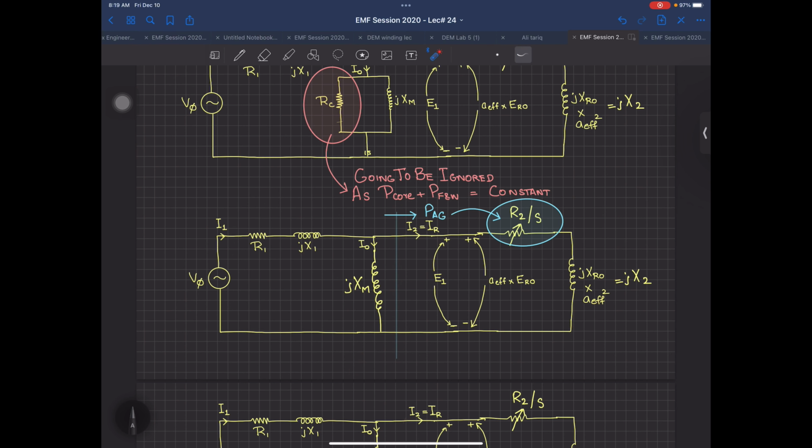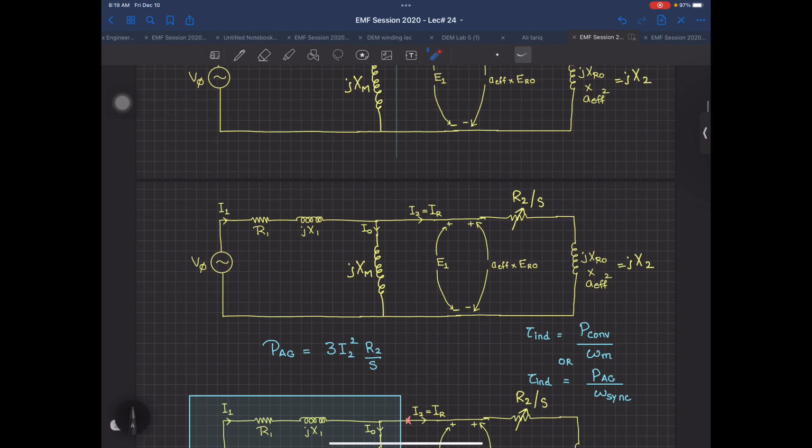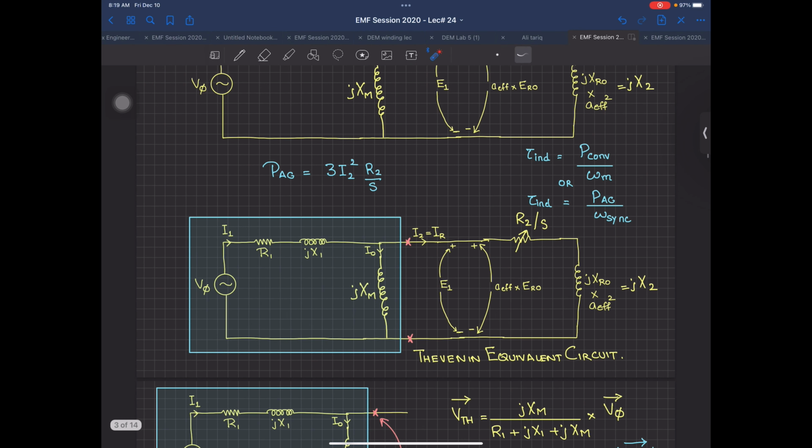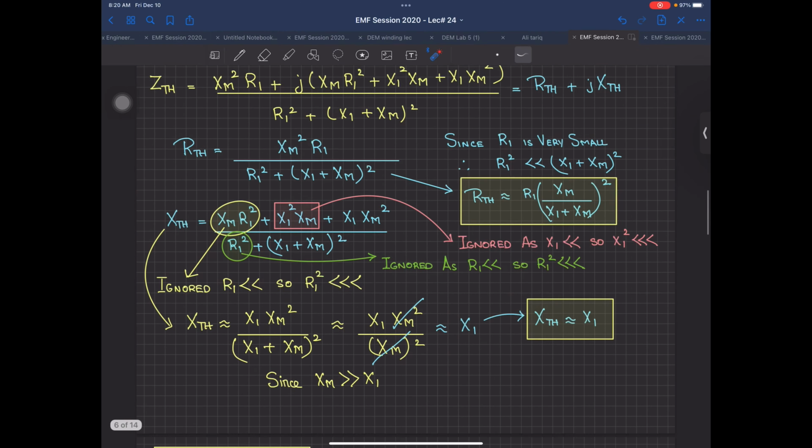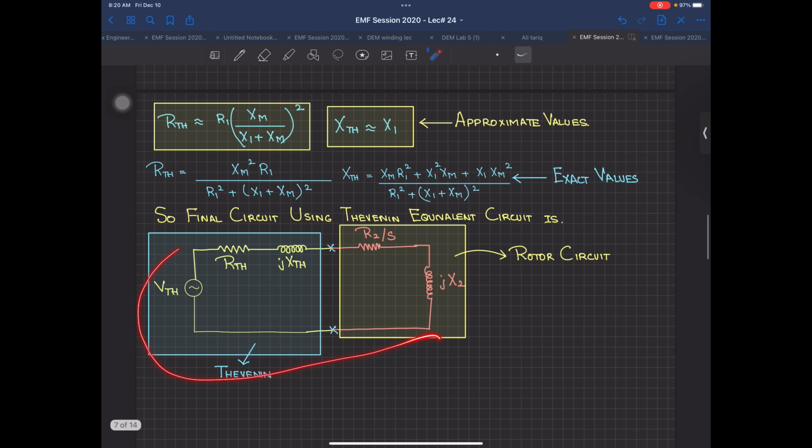Now here comes the important thing: you are going to apply the Thevenin equivalent circuit to convert this portion of your circuit, which has the source, the stator part, and the air gap magnetization. You convert these three elements into their Thevenin equivalent circuit, and at the end your Thevenin equivalent circuit is a very simple series circuit, where you have a V Thevenin source, an R Thevenin, a JX Thevenin, and then everything in series.